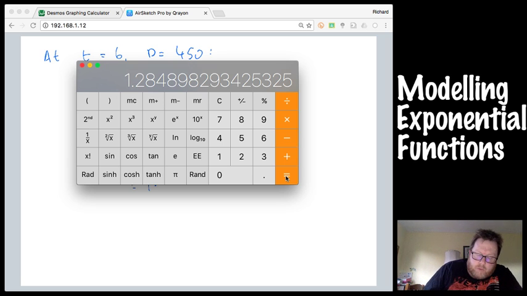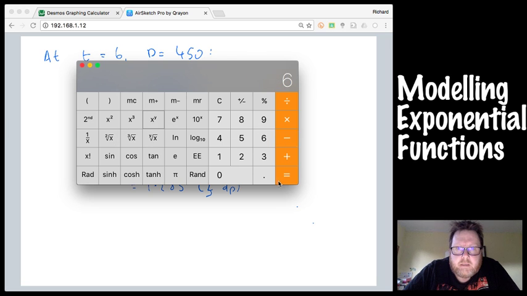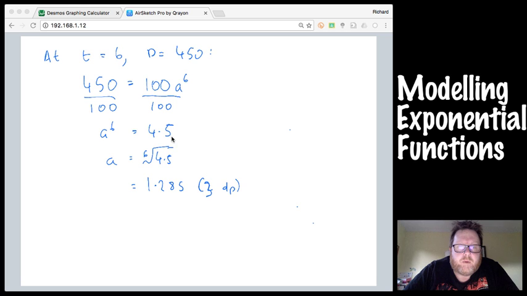So a is equal to 1.28 to 2 decimal places. Okay, I might even go 1.285 and go to 3 decimal places. That gives me a little bit more confidence there. Okay, let's see how close I am. 1.285, where's the power of button? There it is, to the power of 6 equals 4.50213, whereas I'm expecting 4.5 exactly. So it's pretty close. Not exact, but pretty close.